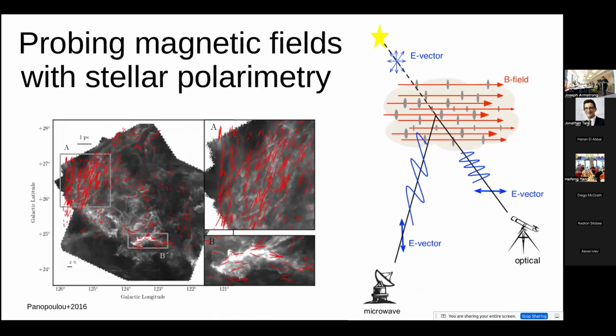Well, we can look at local tracers of the magnetic field. For example, we can look at stellar polarization, because stars become polarized by the same interstellar dust grains that emit the polarized thermal dust emission that we saw. And in this case, the E vector of the polarization of these background stars is just going to be parallel to the projected magnetic field. So when you look at the polarization of many, many stars back onto a cloud, you can make these maps that trace the magnetic field projected on the sky.